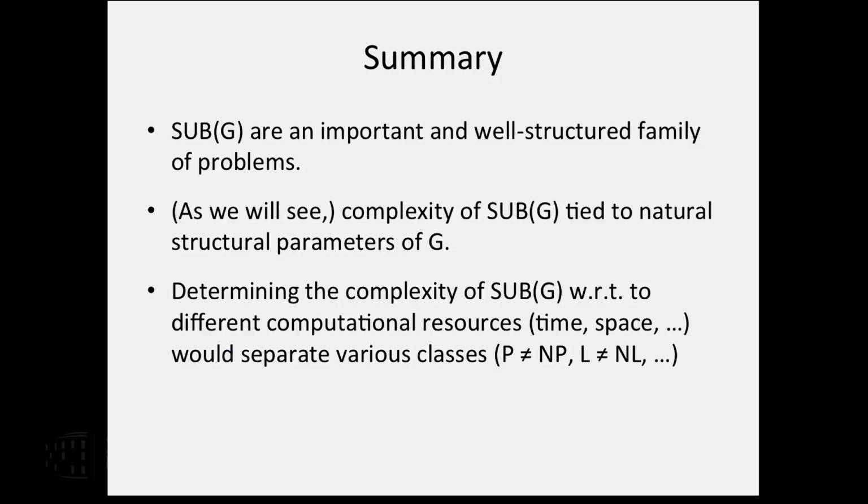Okay, so here's the summary so far. So these G subgraph isomorphism problems are an important and well-structured family of problems. As we'll see, the complexity of this problem is tied to natural structural parameters of the pattern G. And determining the complexity of this problem with respect to different computational resources, such as time and space, if we believe that this is in fact tied to these parameters, then we'd separate complexity classes P versus NP, L versus NL, and so on.